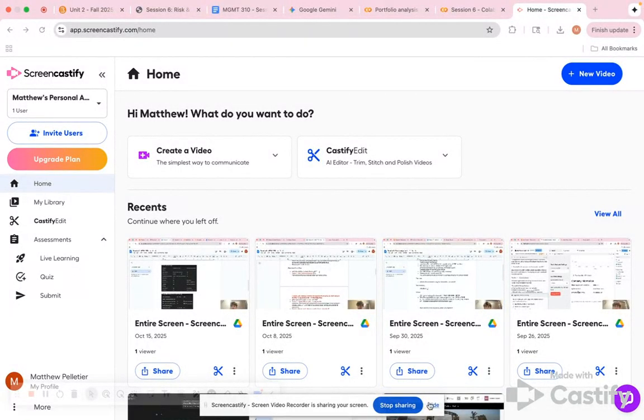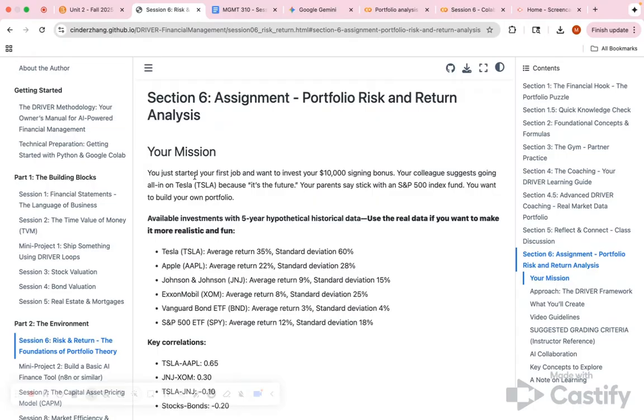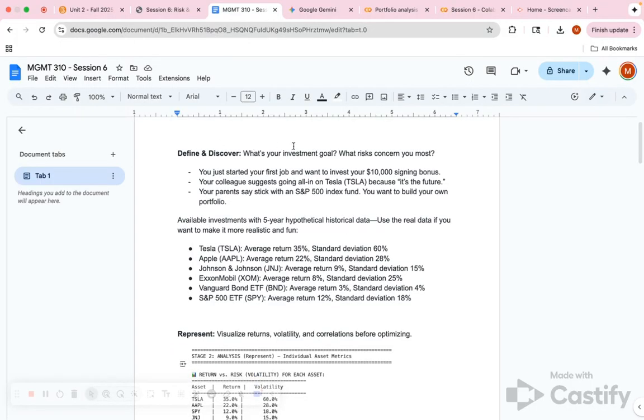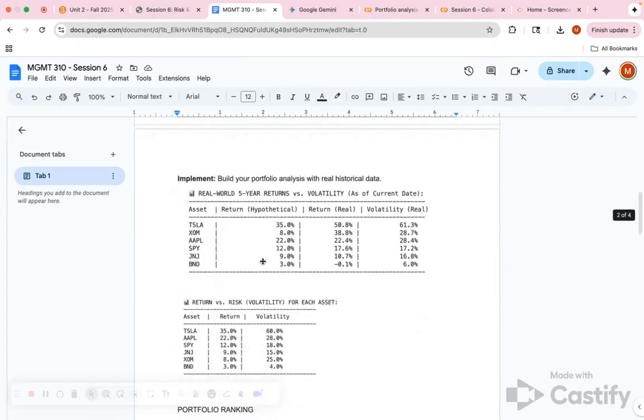Hello, so today we will be working on our session 6 risk assessment. Just to walk you through what we're going to be doing today, first we're going to be using the DRIVER framework that Professor Zhang talks about in class a lot. So, first, define and discover. We'll get to the questions when we come to it.